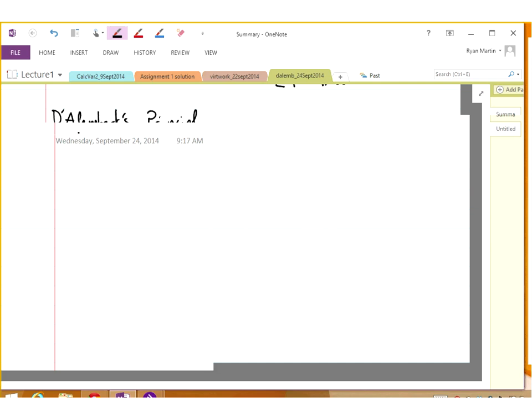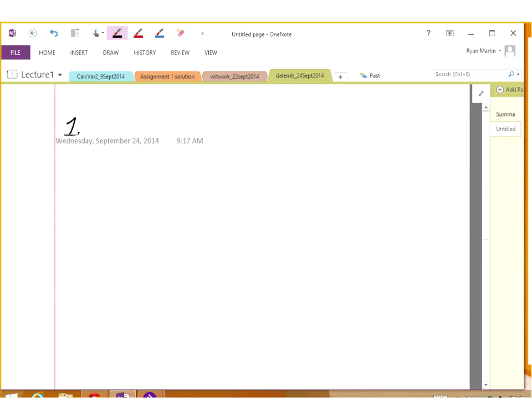Let's call this page 1. So, with D'Alembert's principle, we can now apply the formalism that we just did with the principle of virtual work for statics to the realm of dynamics.